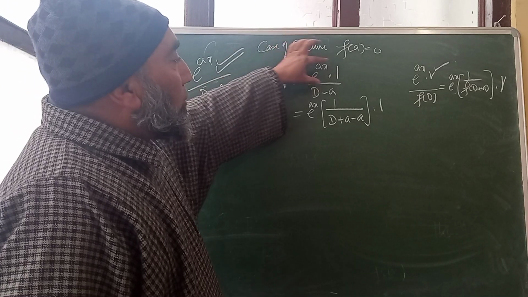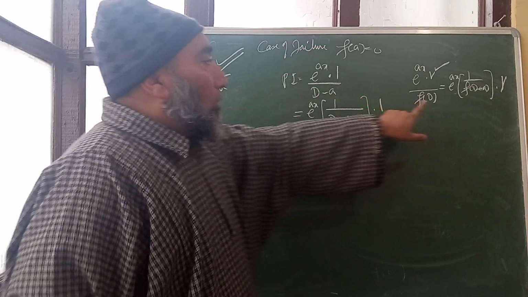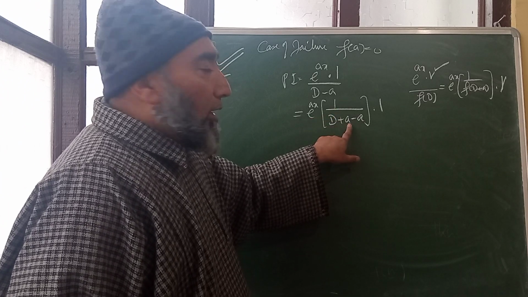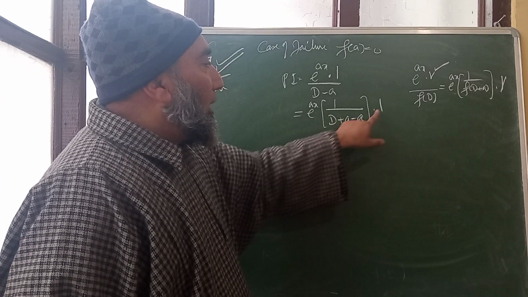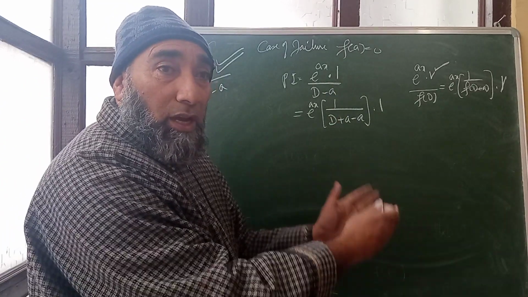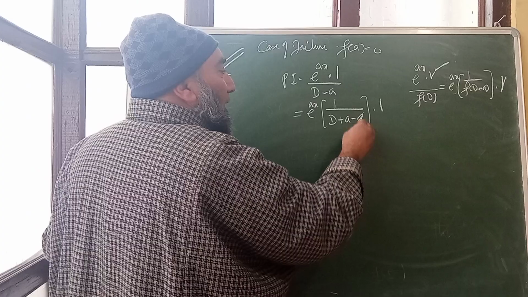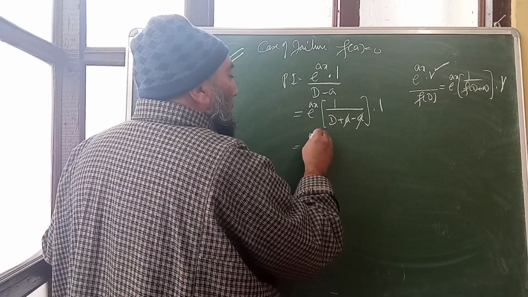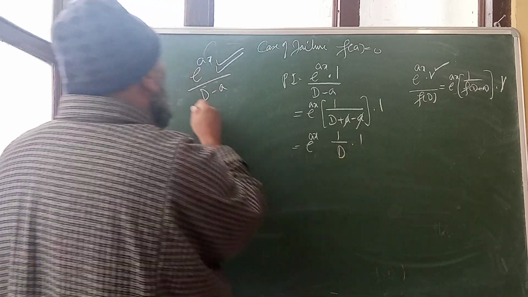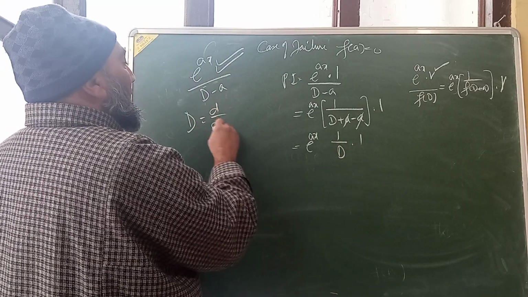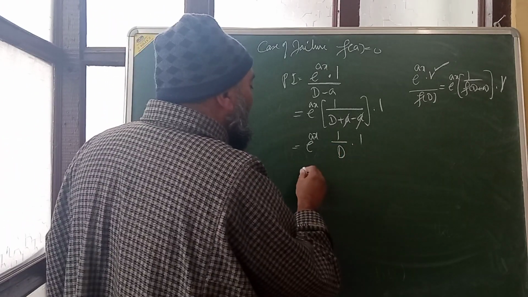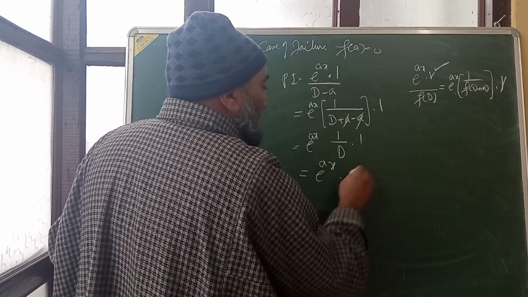This is e to the power ax into 1 upon f(D). The rule is e to the power ax is to be taken outside, then replace D by D plus a. I am doing that, D plus a minus a, and operating on V. This is the rule 4 which I have just quoted. Now a and a cancel out. This is e to the power ax times 1 by D of 1. You see, what is D? D is d by dx. So what is 1 by D? It is the integration. Now what is the integration of 1? It's x.